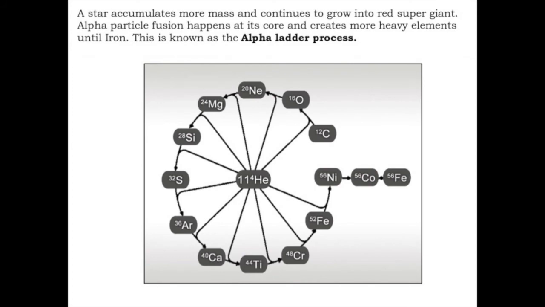A star accumulates more mass and continues to grow into a red supergiant. Alpha particle fusion happens at its core and creates more heavy elements until iron. This is known as the alpha ladder process.